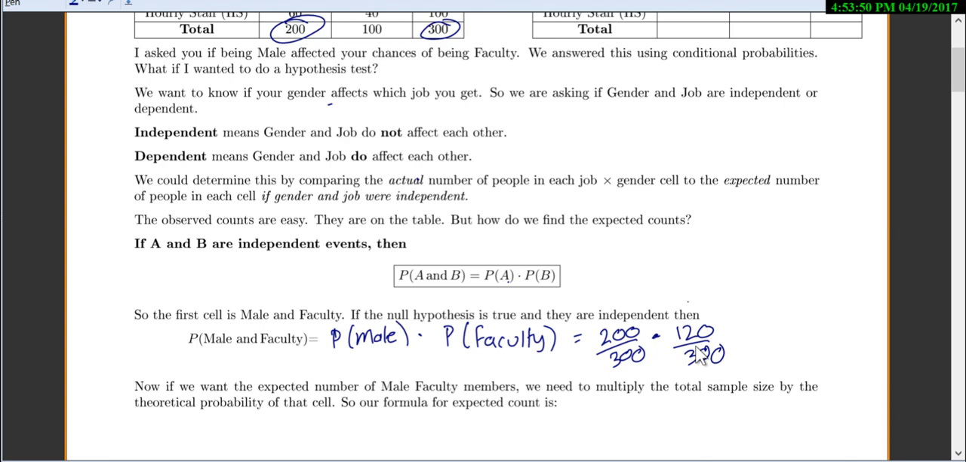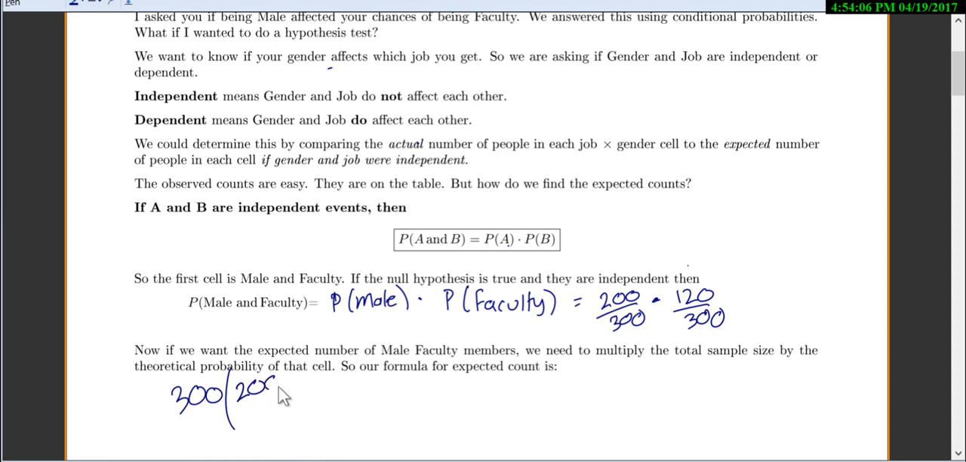So if we want the expected number of male faculty members, we need to multiply our total sample size by the theoretical probability of that cell. So our total sample size overall is 300. So we're going to have 300 times this probability we just found, which is 200 over 300 times 120 out of 300. Notice what happens here. We get to cancel one of these 300s. That's not coincidence. That's going to happen every single time. So we have left 200 times 120 over 300. And we can write this as a general formula.